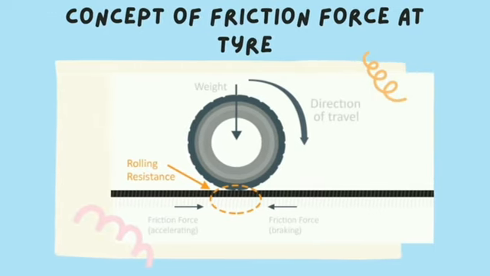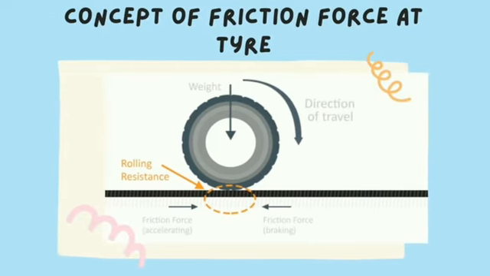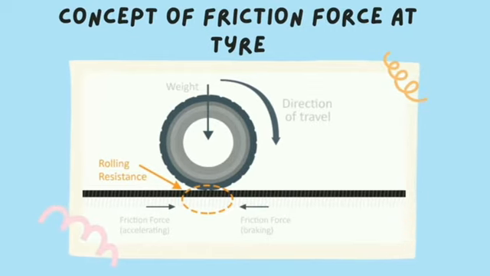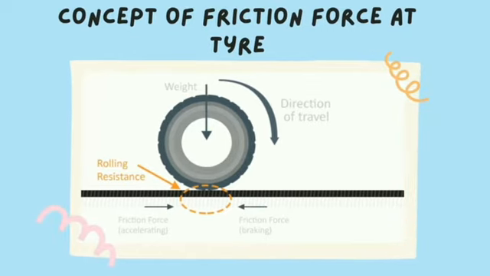Concept of friction force at the tire. When the tire is moving, rolling resistance occurs between the tire and the road. Friction force for accelerating points parallel to the tire movement, while friction force for braking points to the opposite side.